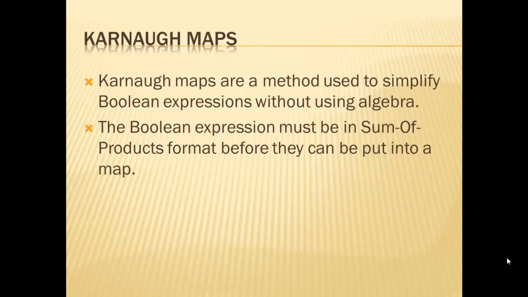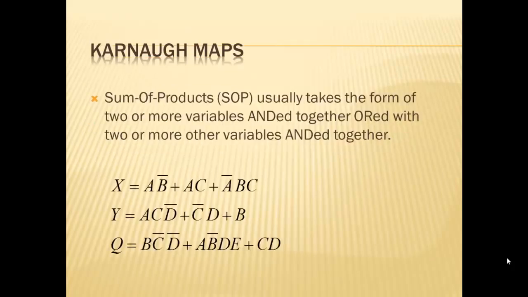It depends on how many variables you have. If you have more than 4, Boolean algebra may be the only way to go. So don't depend on Karnaugh Maps exclusively. Make sure you can do it with Boolean algebra too. And to be able to do Karnaugh Maps, you have to have the expression in the sum of products format before they can be used. Let me remind you what sum of products was.